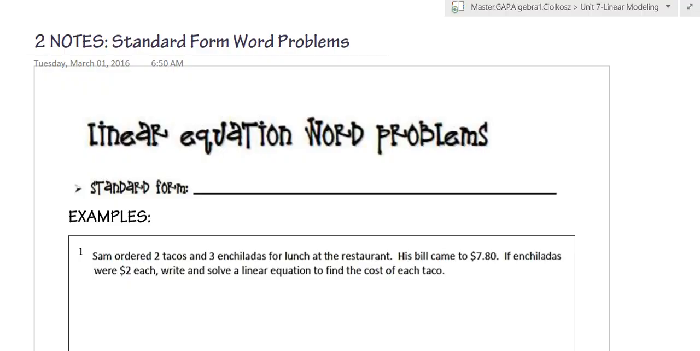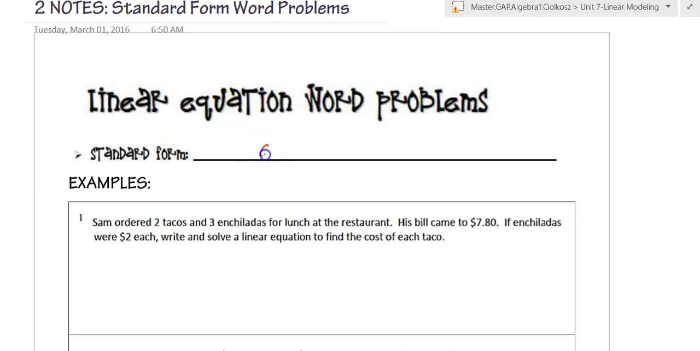Okay, now we have the standard form word problems. So standard form, ax plus by equals some number c. So a, b, and c are just constant terms. They're numbers.